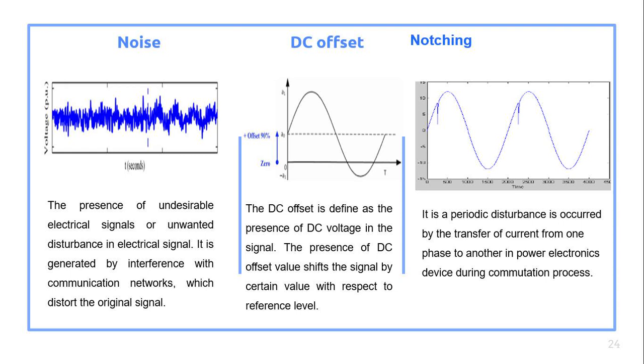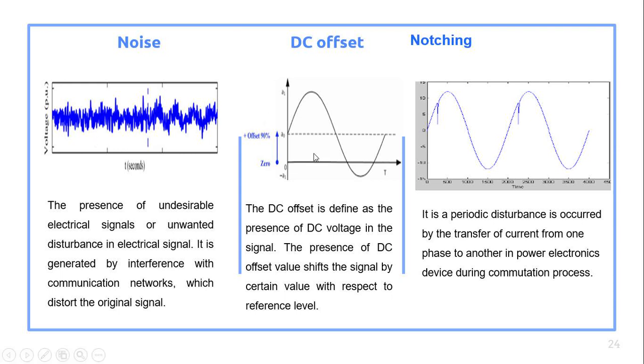Noise. The presence of an undesirable electrical signal or unwanted disturbance in an electrical signal. It is generated by interference with communication networks, which distorts the original signal. Noise generally distorts our original signal and is present in communication circuits majorly.